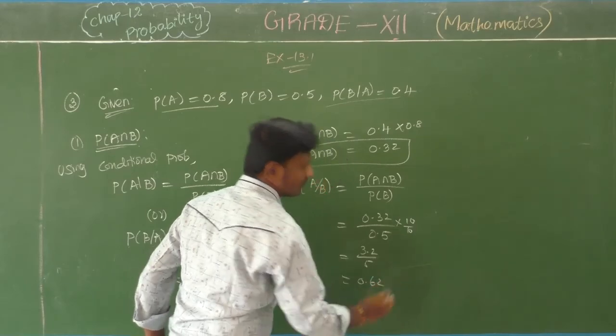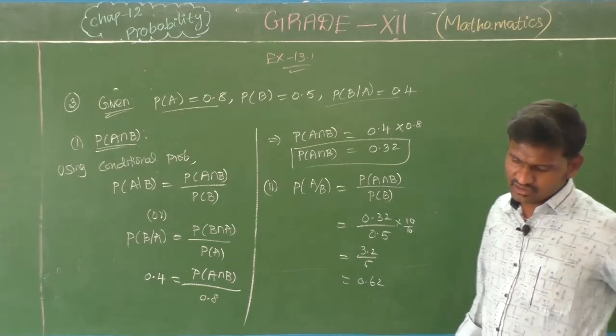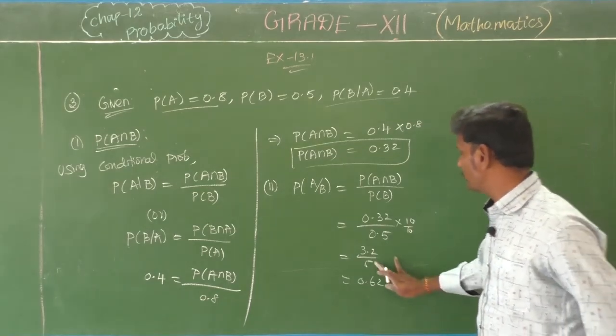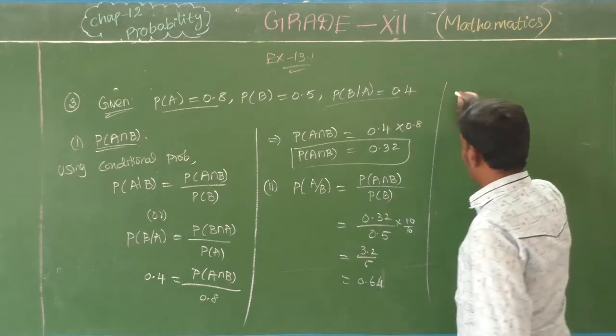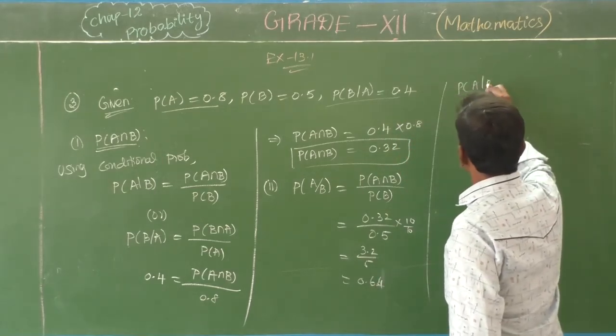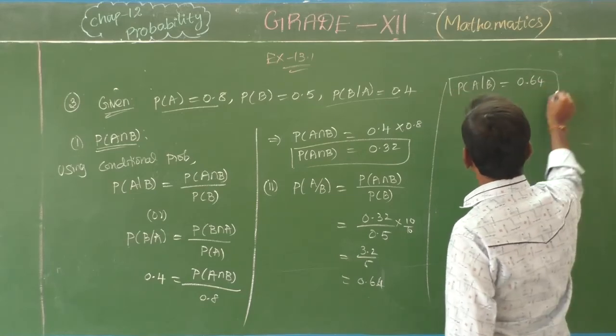0.65 are 32, so 0.62. What is that answer? 0.62. 62 or 64, sorry, 64. 4 5 are 20, no. So this is the answer for P of A by B, which is equal to 0.64. So this is your second answer.